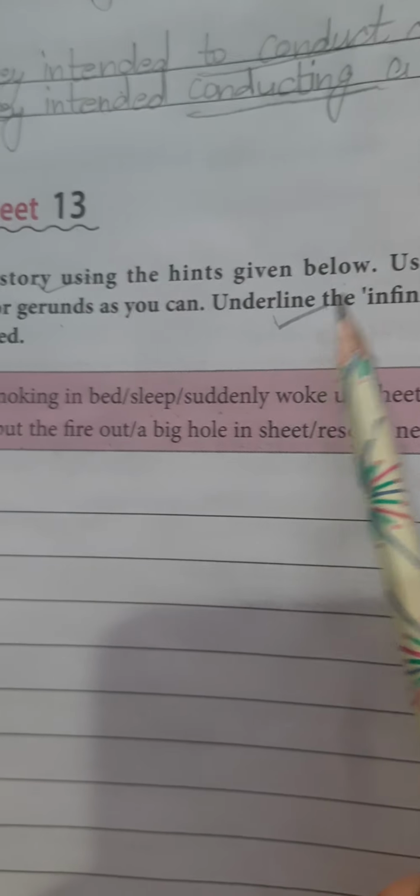Next we have worksheet number 13. Here we have hints and we have to develop a story by using these hints. We have to make use of infinitives, participles as well as gerunds, and while using them we can also underline. So let's go for the hints. Aman smoking in bed, sleep, suddenly woke up, sheet burning, jumped up, put the fire out, a big hole in sheet, resolve never to smoke. Let's try to frame a story.